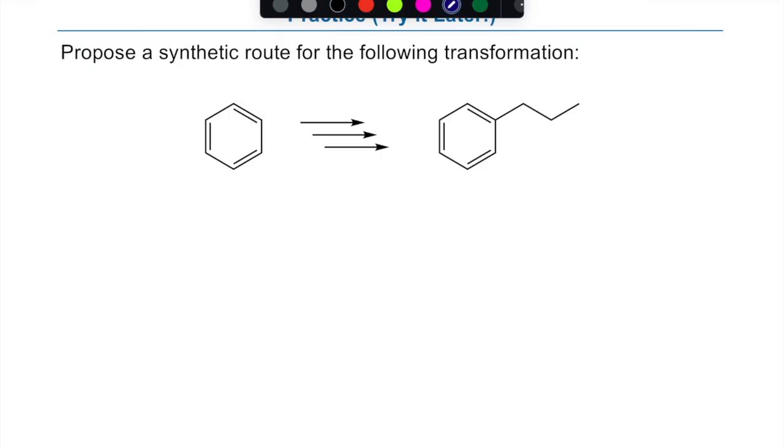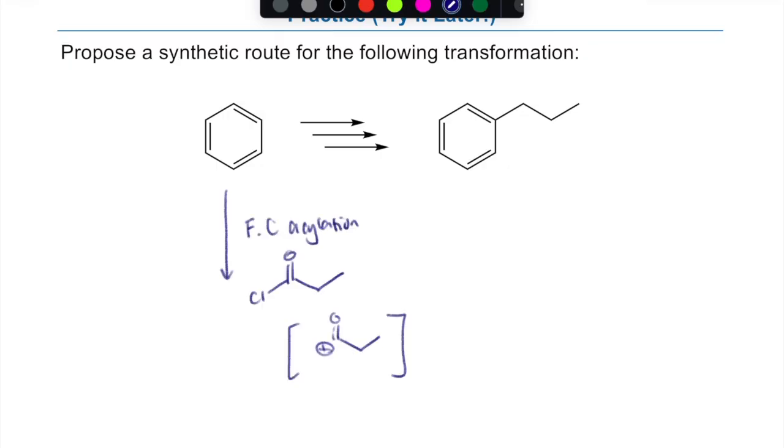So this question is asking for a two-step process. So first we do a Friedel-Crafts acylation. That's the acylation. And our initial electrophile would be this acyl chloride. And then in situ, we would generate this species, and that would be our reactive electrophile.